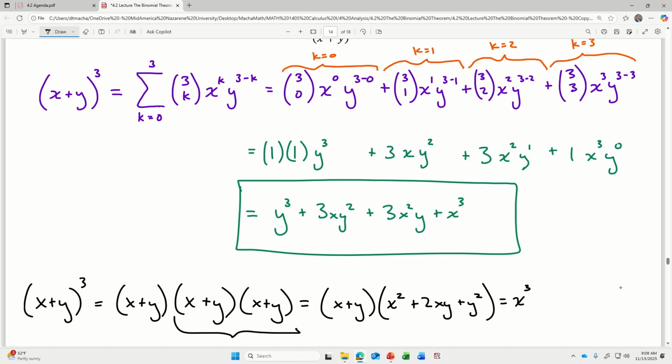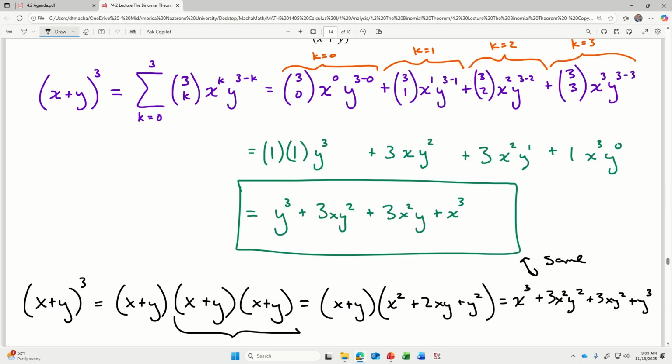And then you've got to FOIL this thing, which is going to give me, I don't know, x cubed. And then x times 2xy is going to give me 2x squared y, plus this x squared y is going to give me 3x squared y. And then y times 2xy is going to be 2xy squared, plus this xy squared gives me 3xy squared. And then, of course, y cubed. So you get the same answer either way, whether you want to do it the old way or whether or not you want to use the binomial theorem.